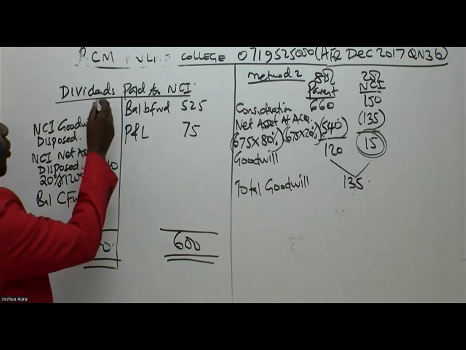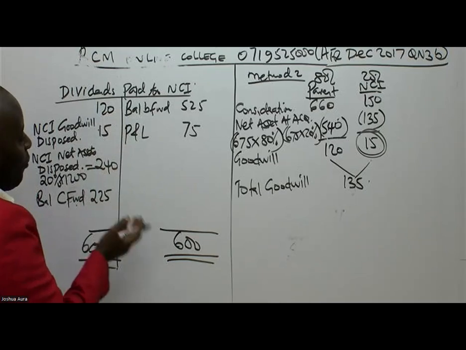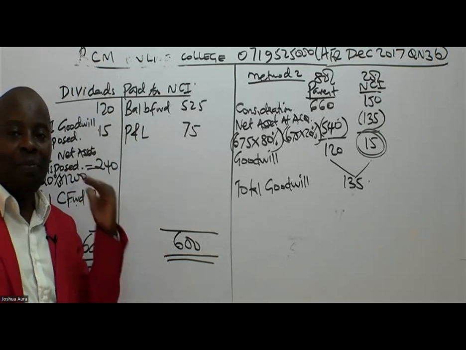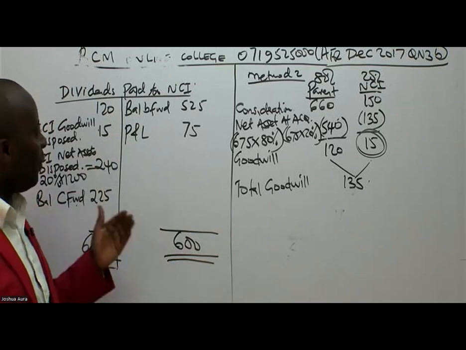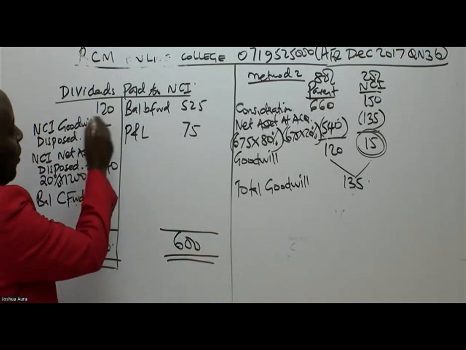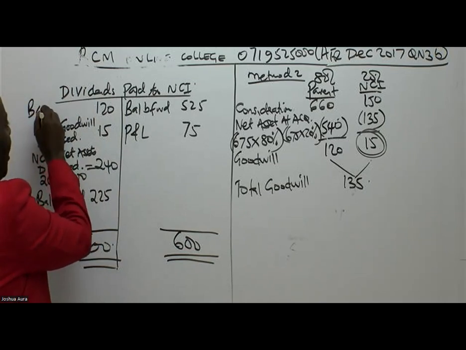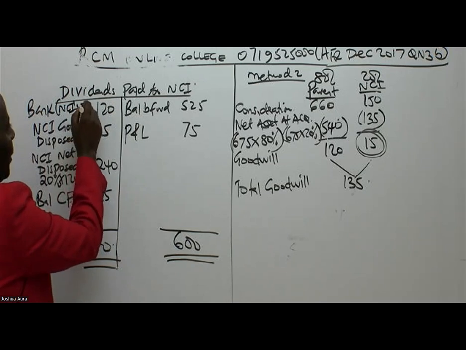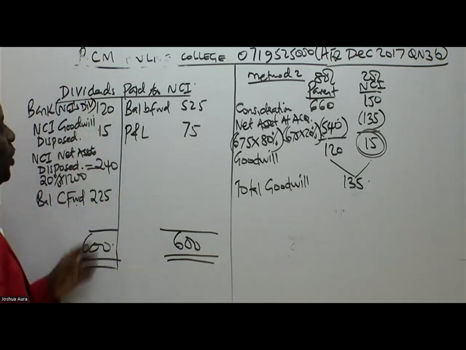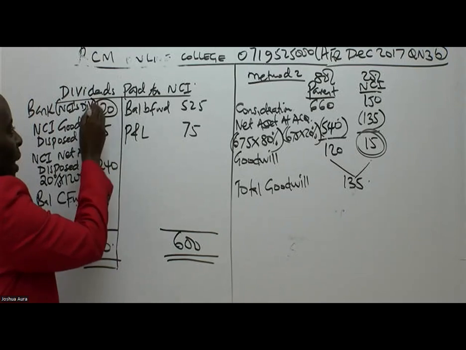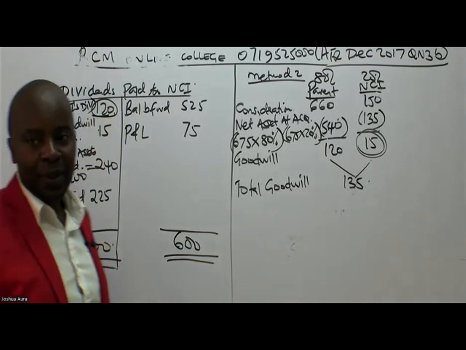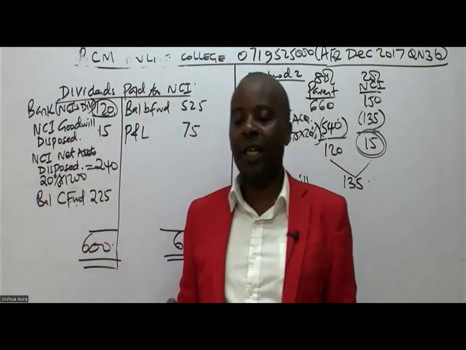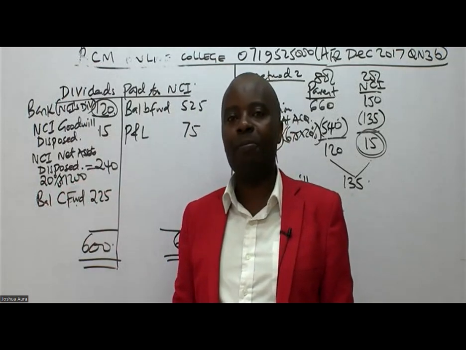So this 120, we are putting it here. You can put it anywhere, of course. The 120 must be the dividend that we paid to NCI. So the dividend that we pay to NCI is 120, and of course it goes through the bank. So NCI's dividend is 120. Please mark this, please highlight this figure. I will need it somewhere.